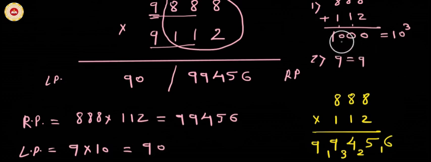Now count the number of zeros in the sum. How many zeros are there? 1 2 3, 3 zeros. It means, as there are 3 zeros, we need to write 6 digits. Number of digits in the right part should be equal to twice the number of zeros in the sum. How many digits we have in right part? 1 2 3 4 5. That means deficit of one digit.